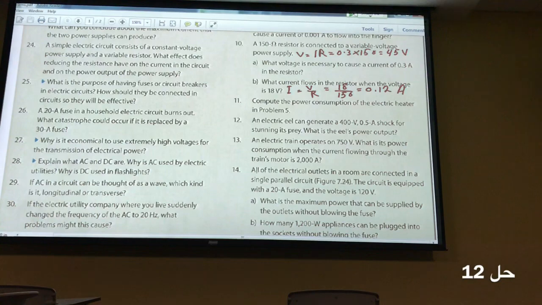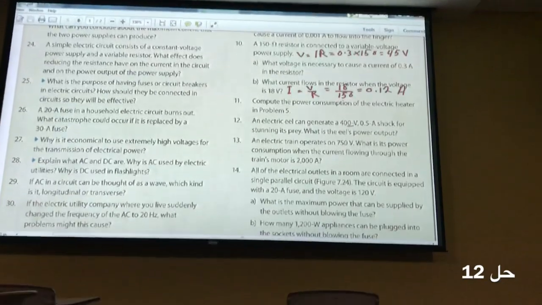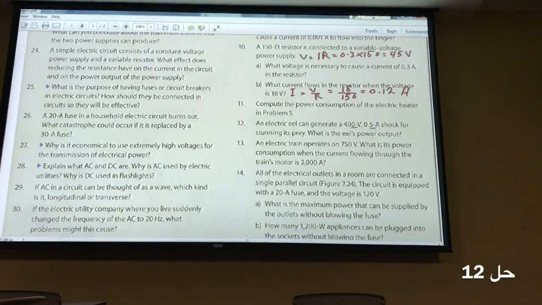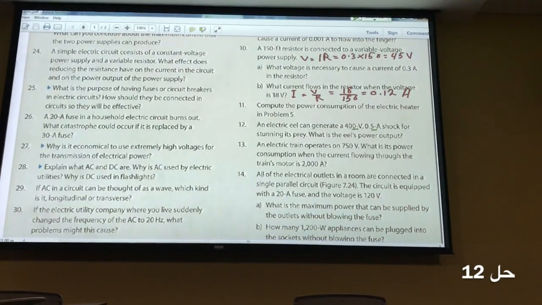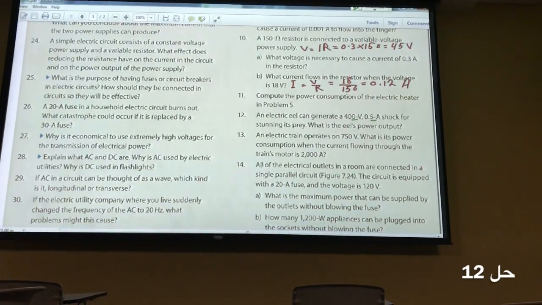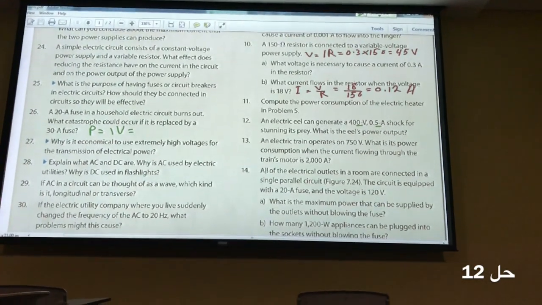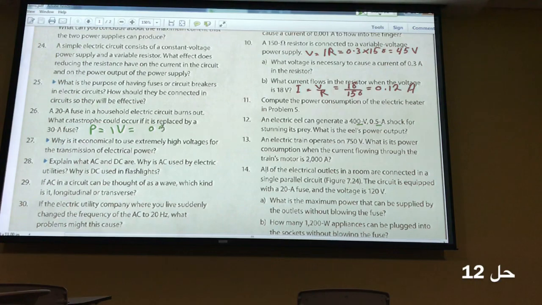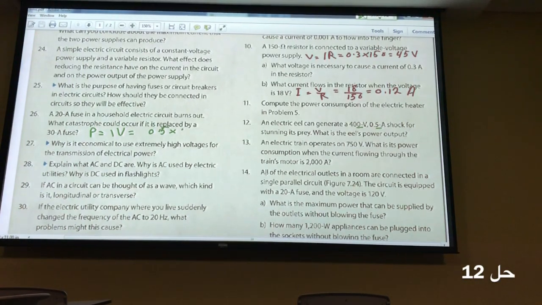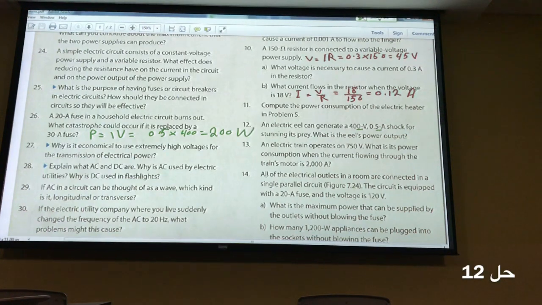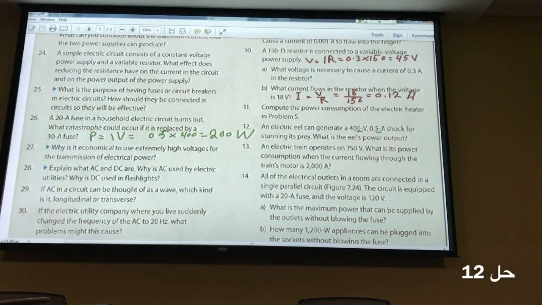The voltage produced by it is 400 volt and the current is 0.5. He wants you to find the power. What is the power output? P equals I multiplied by V, which is 0.5 multiplied by 400, which is 200. 200 what? Watt. 200 watt.